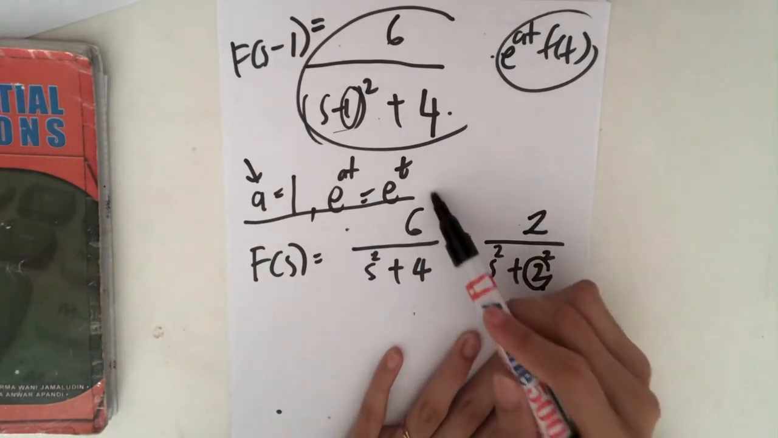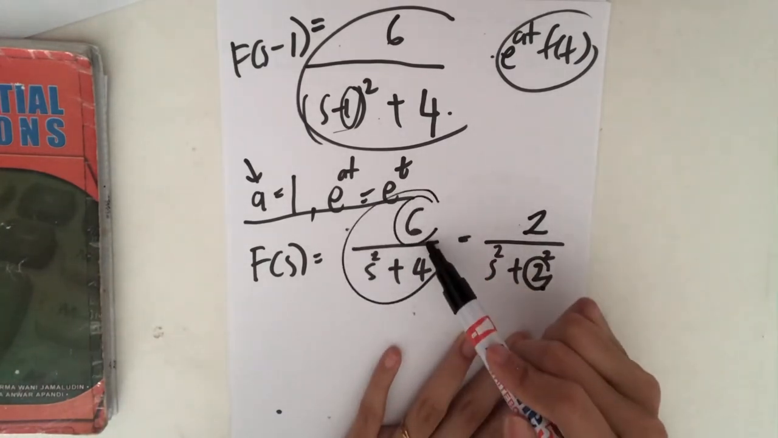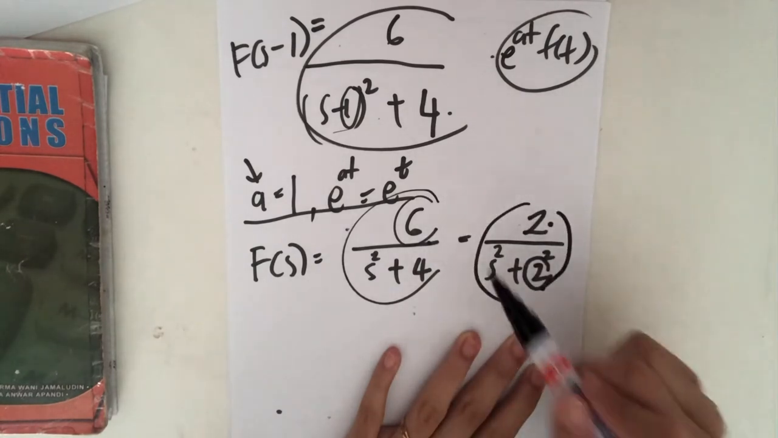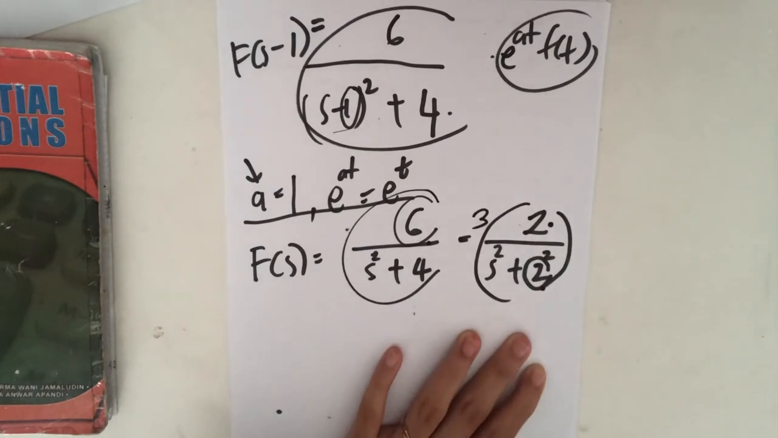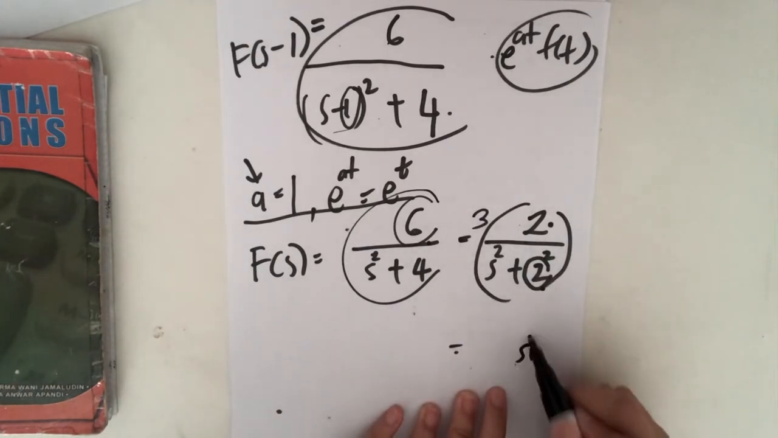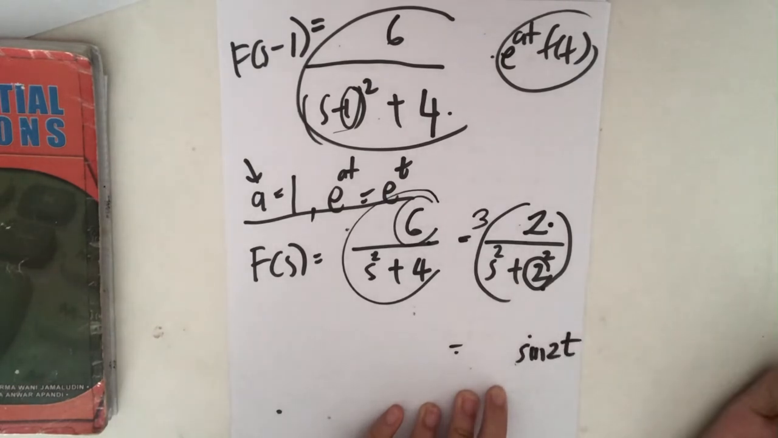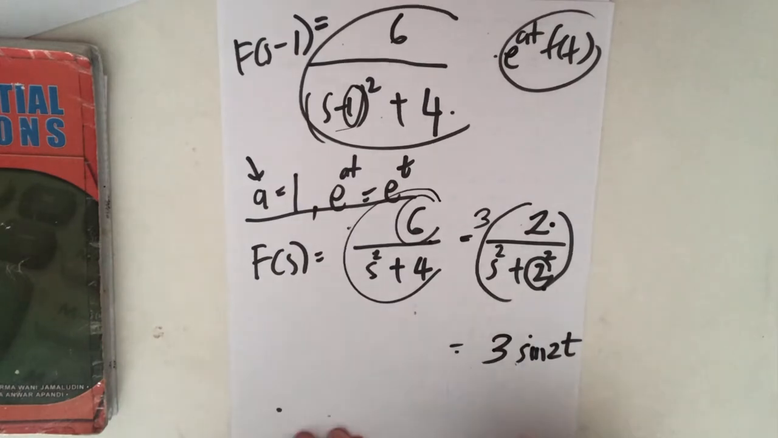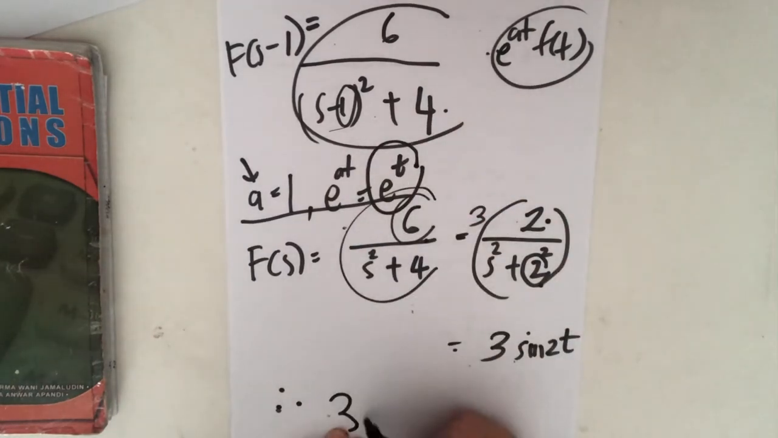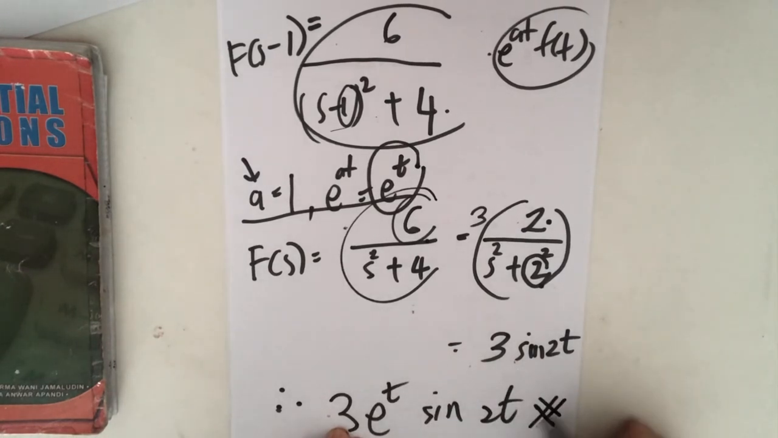But your original question here has 6. How to make 2 become 6? You multiply with 3, right? 3 times 2 you get 6. Therefore, the answer for this part is 3 sine 2t. And now for the final answer, combine: it will be 3 e^t sine 2t. Done.